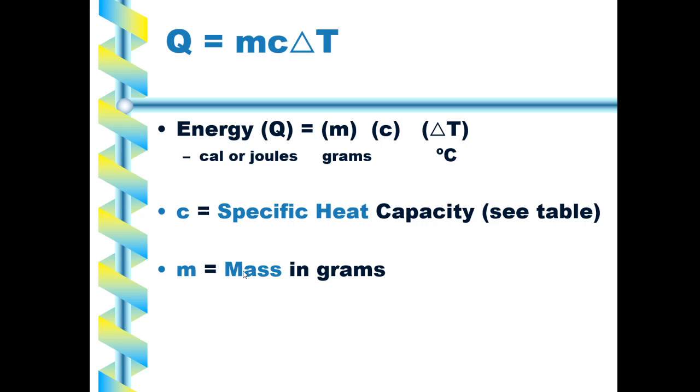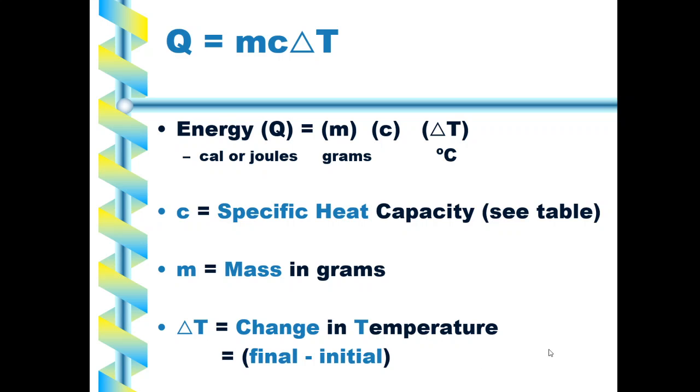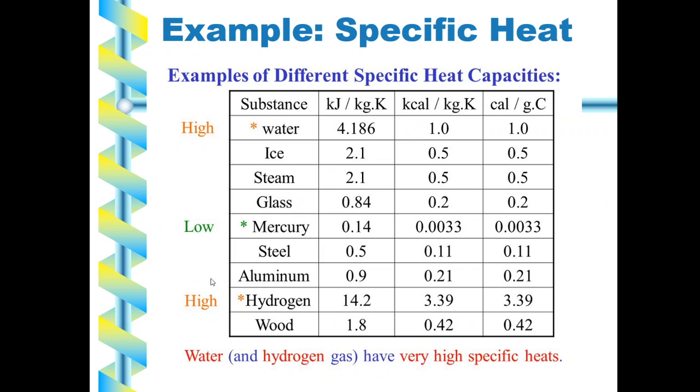And then, of course, M is mass in grams, okay? Delta T, or change in temperature, okay? And we always do final minus initial, okay? So this is something you're going to have to identify to calculate Q, or heat. You're going to have to identify what is the final temperature, that means what does it end up at, and then minus what it begins at, okay? So this is a specific heat table. I wanted you to see this, okay?